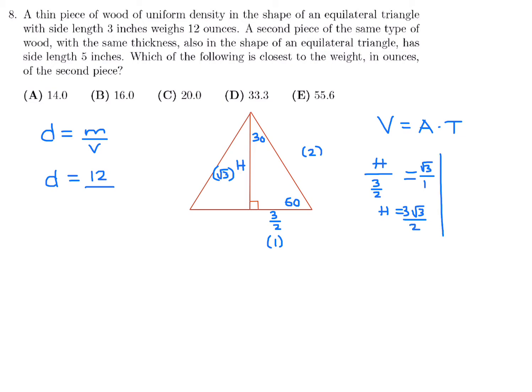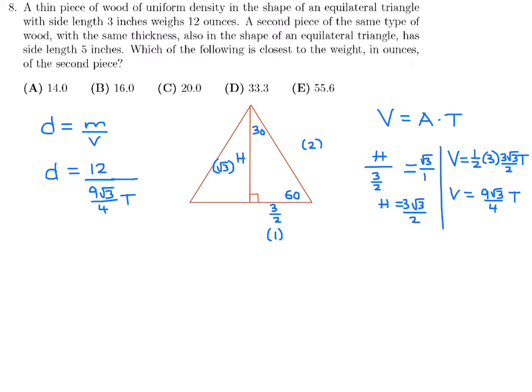So therefore, the area would be 1/2 base, which is 3, times height, which is 3 root 3 over 2, and times that t. So that is 9 root 3 over 4 t. So that goes here, 9 root 3 over 4 t. Now we do the exact same thing, and this time, of course, we're doing it for a triangle that's a little bit bigger. This time, the equilateral triangle has side length of 5.